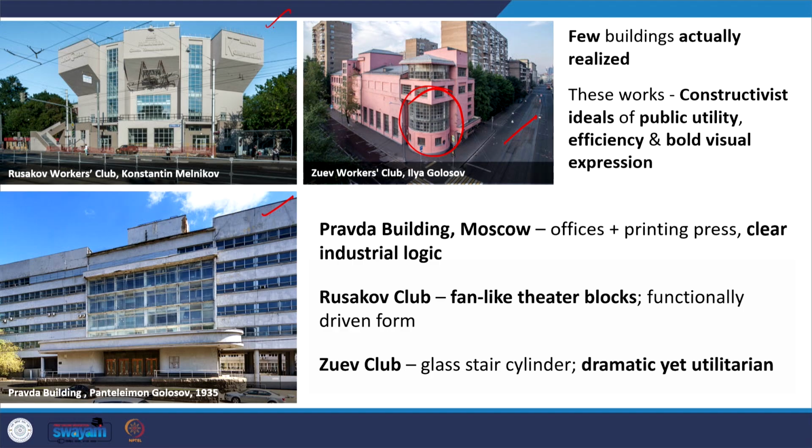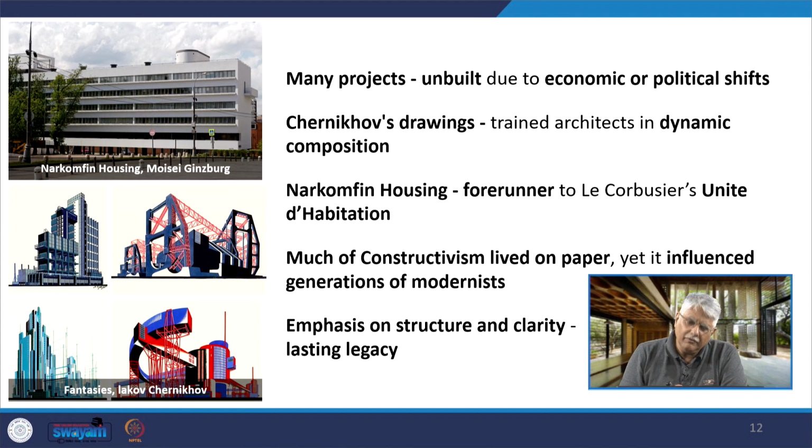So these projects came up around the same time international style modernism was also picking up in the other part of Europe, and they influenced those works also. But unfortunately, many of the projects in constructivism remained unbuilt because of the economic and political shifts that were happening in the Soviet Union at the time. Chernikhov's drawings that you see here, very famous, trained architects in dynamic composition, but they were never built. Then there is the Narkomfin housing by Ginzburg, which was a forerunner to Le Corbusier's Unité d'Habitation.